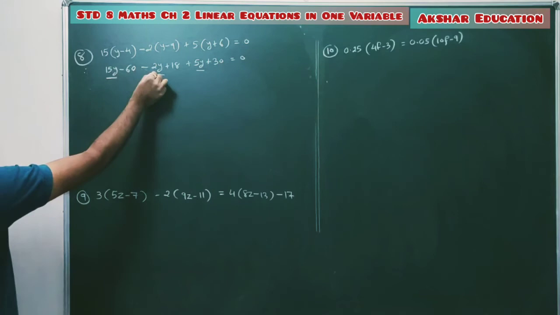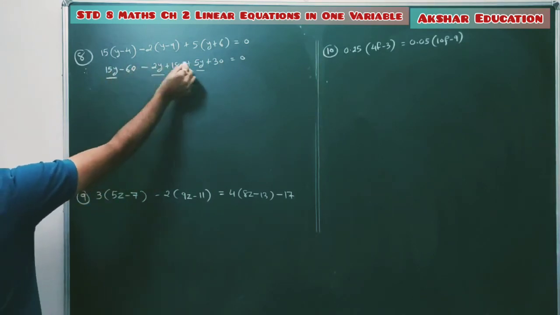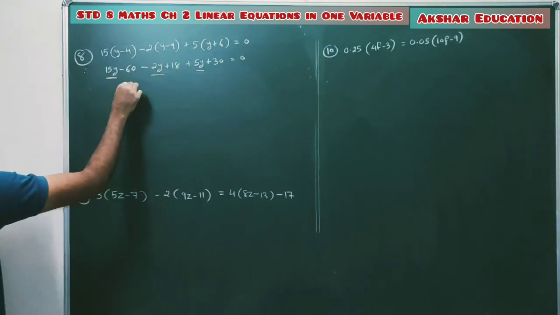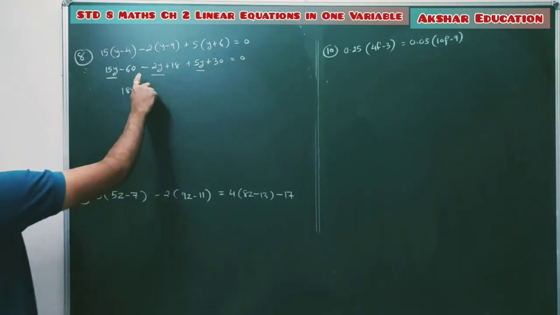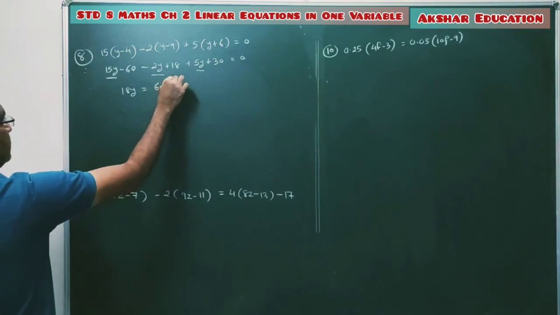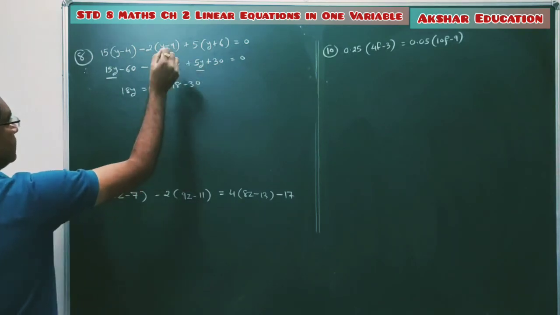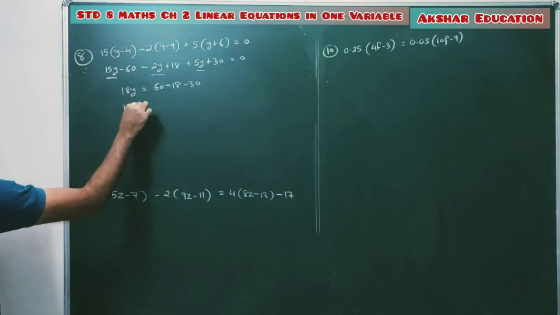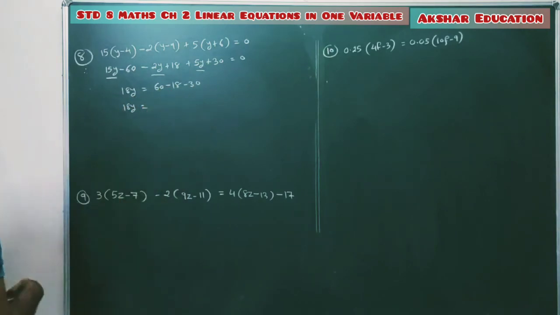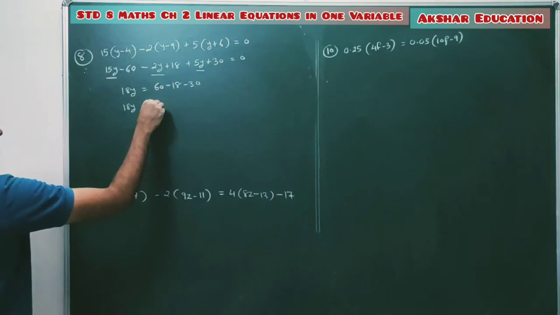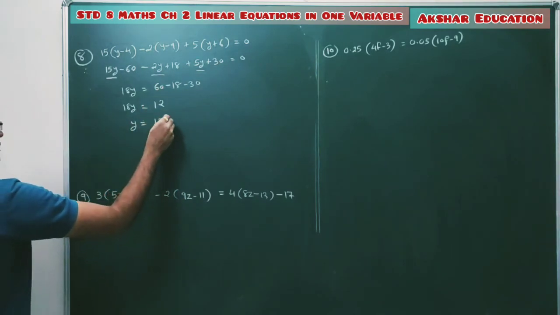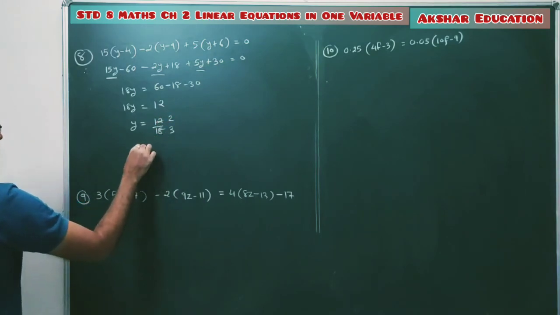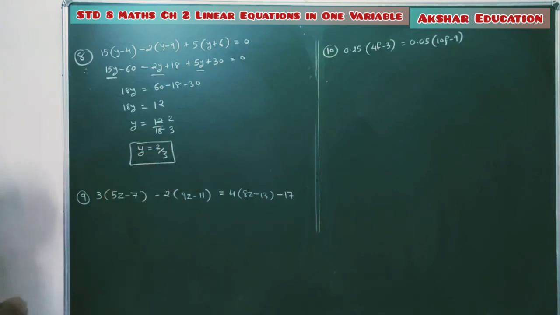Now consider the terms with the variable y. So it's 15y minus 2y plus 5y. So 15 plus 5, 20 minus 2y. So it's 18y. And take all the terms on the right hand side. So it's 60 minus 18 minus 30. So we are getting 18y equal to 60 minus 30. 30 minus 18, 12. So we are getting y equal to 12 by 18. 6 2s are 12, 6 3s are 18. So the value of y is 2 by 3, which is the solution.